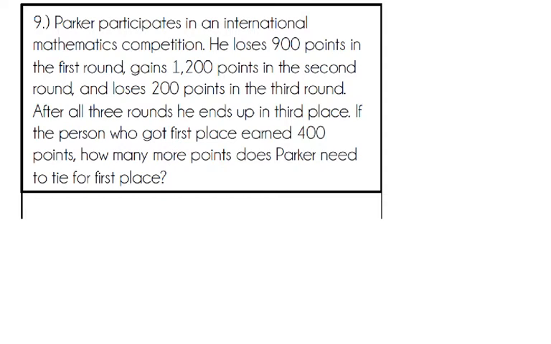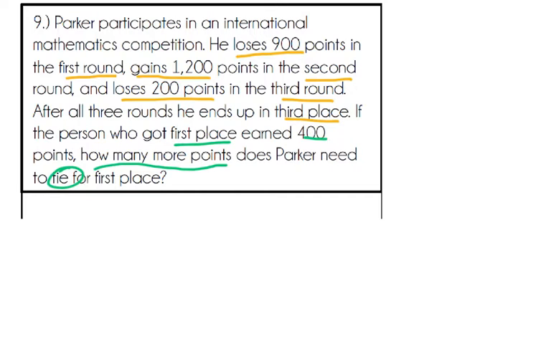So I'm going to underline some things. So he loses 900 points in the first round. He gains 1,200 points in the second round. Then he loses another 200 points in the third round. After all 3 rounds, he's in third place, okay? The person who gets first place earns 400 points. So we want to know how many more points does Parker need to tie. Well, let's take a look here, okay?